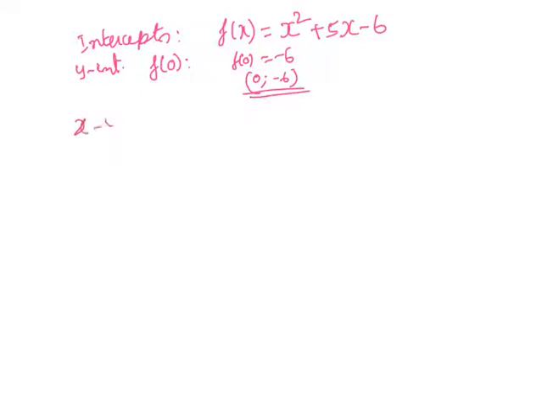Now next is the x-intercept. How do we find the x-intercept? f of x is equal to 0. I equate it to 0. Now I introduce a term. It's called the factor theorem.